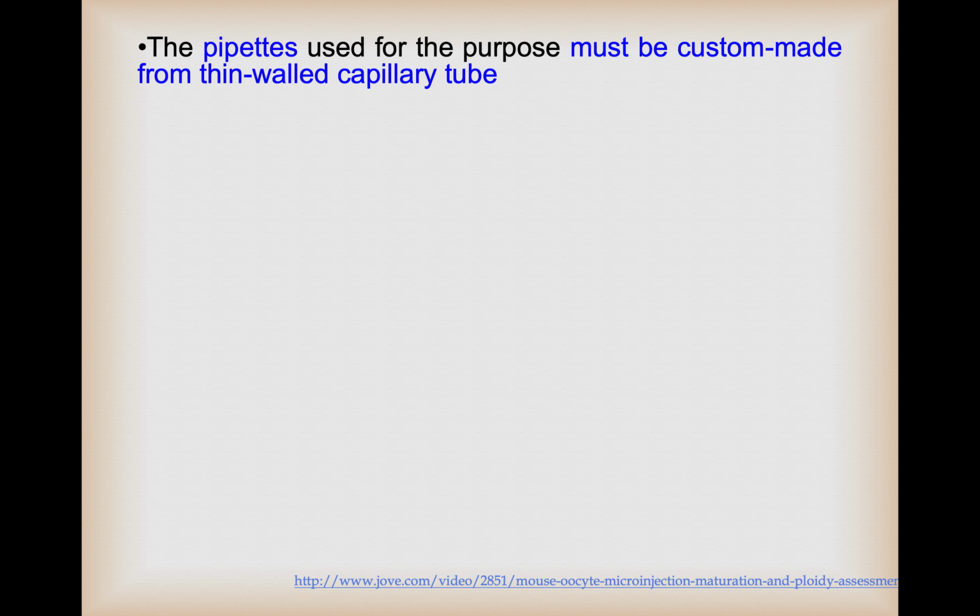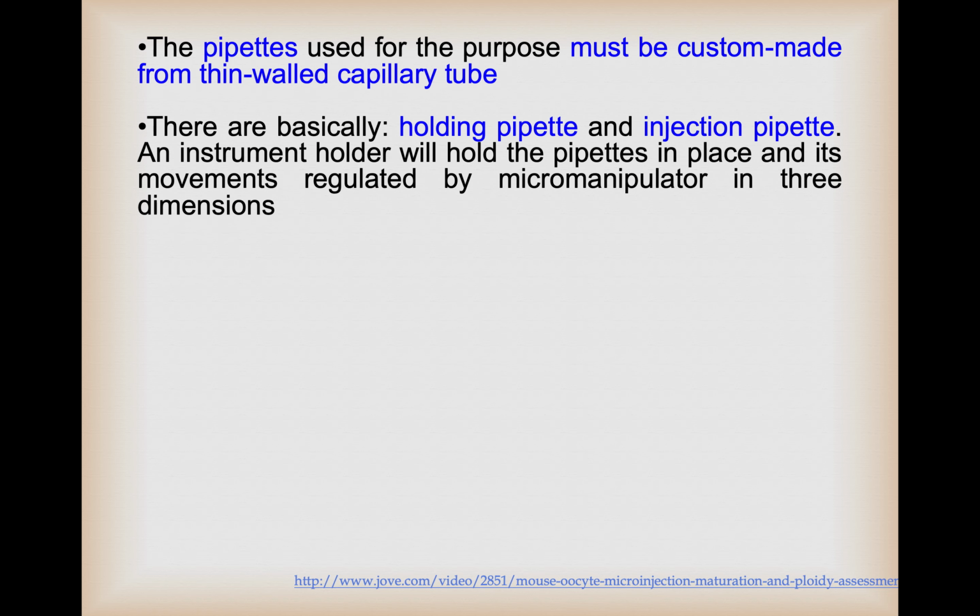With this method, all the pipettes used for the purpose are custom made from thin wall capillary tubes, so they are actually very fragile. The holding pipette makes sure that it holds your egg, with a vacuum that sucks it in while holding, and on the right is the pipette that releases the transgene. This movement is regulated by the micromanipulator, kind of similar to playing a game on a PC using a joystick. So you don't really need strong hands, you just need very good hands to control all this, because it has to be controlled in 3 dimensions.